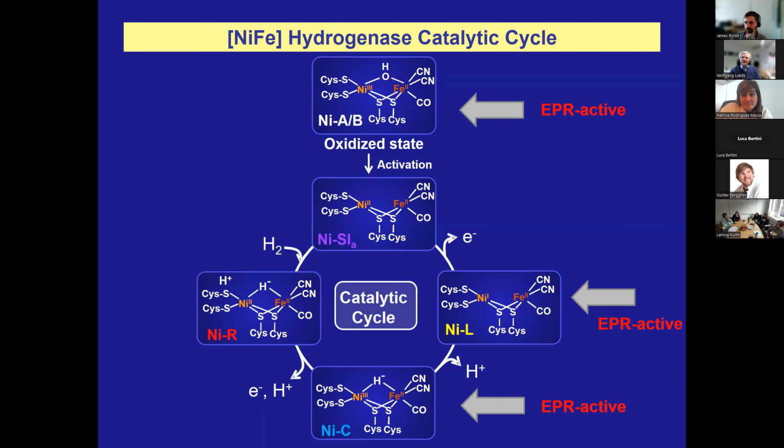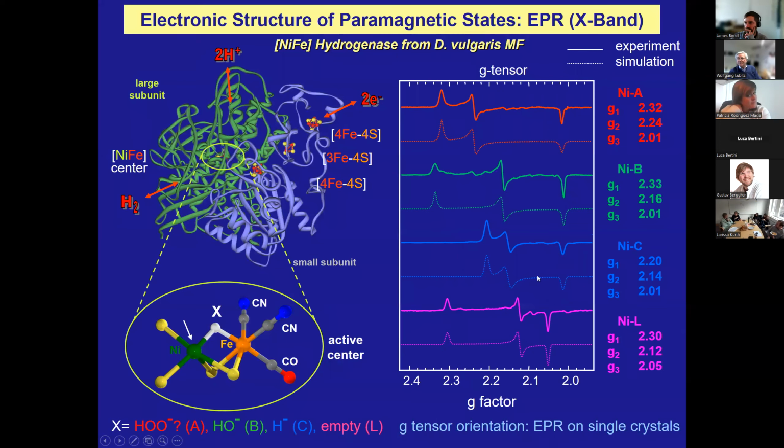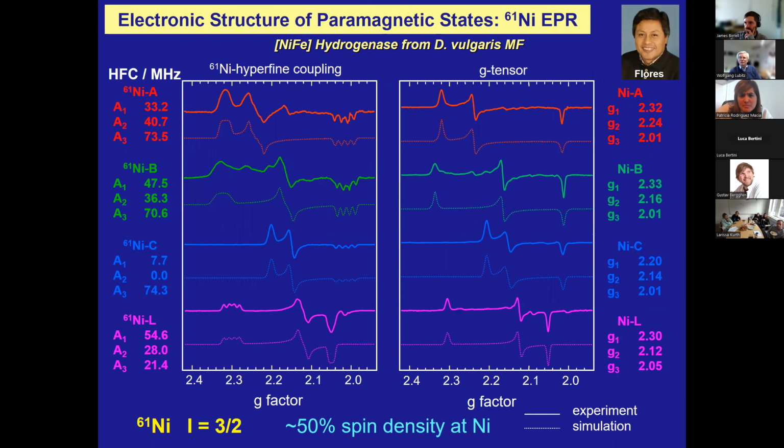In the nickel-iron hydrogenase, as you all know, there are three EPR active states: nickel A/B, nickel L, and nickel C. And we have measured the spectra, measured the g values for all these spectra, and others have done that too. This is an important thing. And to show, and this was first done by Mura, that this signal is really coming from a nickel complex, we had to label it with nickel-61. And this is showing the spectra.